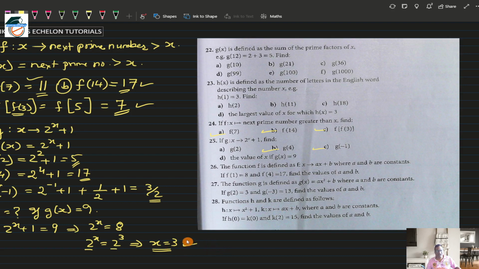Those are the answers for question number 25. Let me check the answers for 25. For A, the answer is 5. For B, 17. For C, 1.5, that is 3/2. And for D, the answer is 3. That's correct. So that was question number 25 that we have completed now.